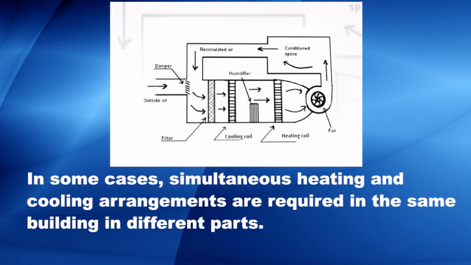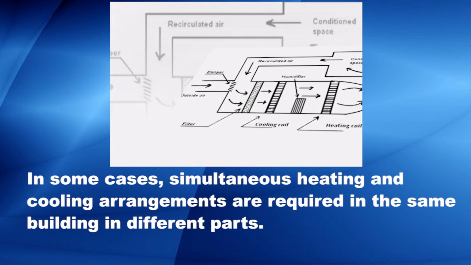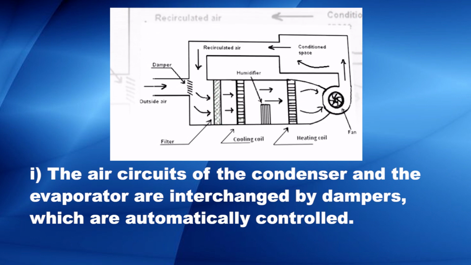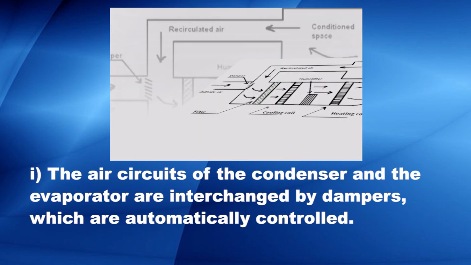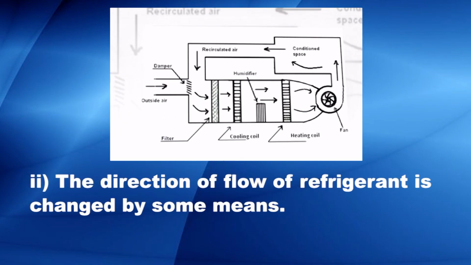It is also known as HVAC, that means heating, ventilation and air conditioning system. In some cases, simultaneous heating and cooling arrangements are required in the same building in different parts. Generally, two methods are employed in this type of air conditioning system. These are the air circuit of the condenser and the evaporator are interchanged by dampers which are automatically controlled. The second process, the direction of the flow of refrigerant is changed by some means.